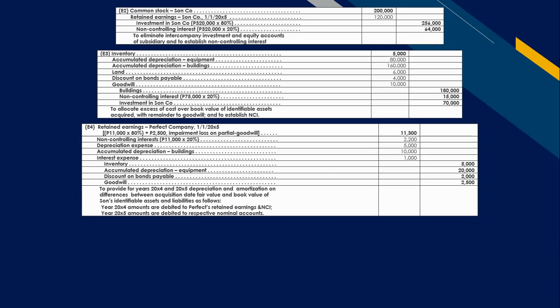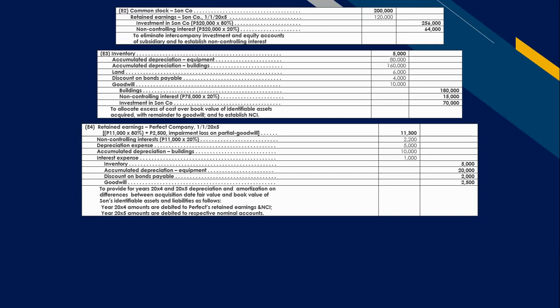Debit to depreciation expense, debit to accumulated depreciation of buildings, debit to interest expense, credit to inventory, credit accumulated depreciation of equipment, credit discount on bonds payable, credit to goodwill. To provide for years 20x4 and 20x5 depreciation and amortization on differences between acquisition date fair value and book value of Sun's identifiable assets and liabilities as follows.